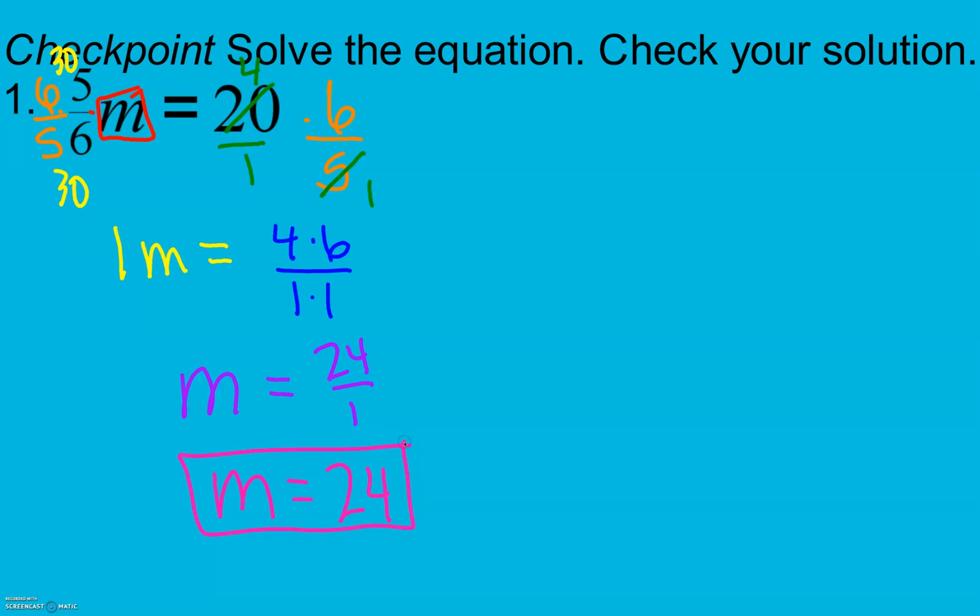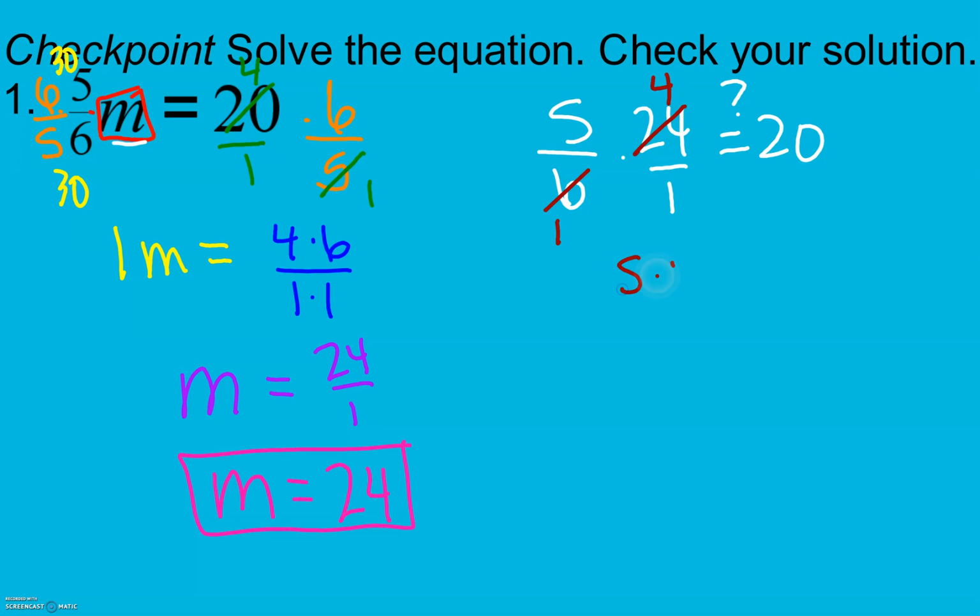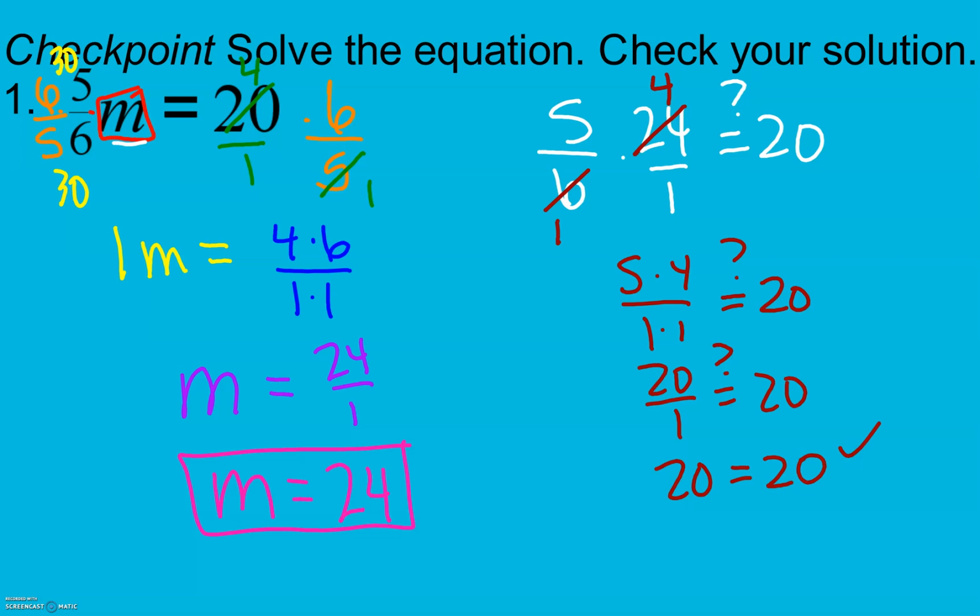To check, we plug it in. So I'm going to take 5/6 times 24, and that should equal 20. Plugged it in for m. I can write it over 1. Here I'm going to go ahead and reduce. 6 goes into 6 one time and into 24 4 times, which gives me 5 times 4 over 1 times 1 should equal 20. Gives me 20 over 1 should equal 20, and anything divided by 1 is itself. So here I get 20 equals 20. It checks. We are good.